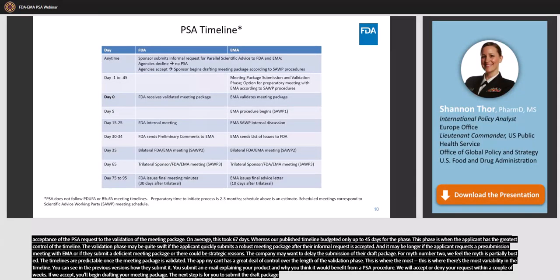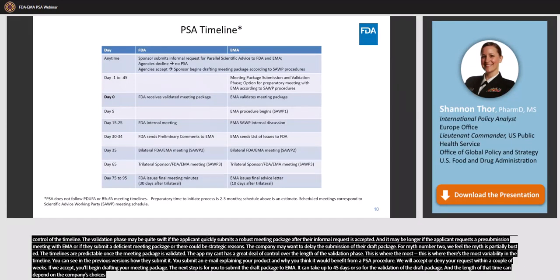It can take up to 45 days or so for the validation of the draft package, and the length of that time can depend on the company's choices, such as whether they pursue a preparatory meeting and the overall quality of their draft package. But once the package is validated, marked here as day 0, the PSA is on a predictable timeline based on the SOP schedule.